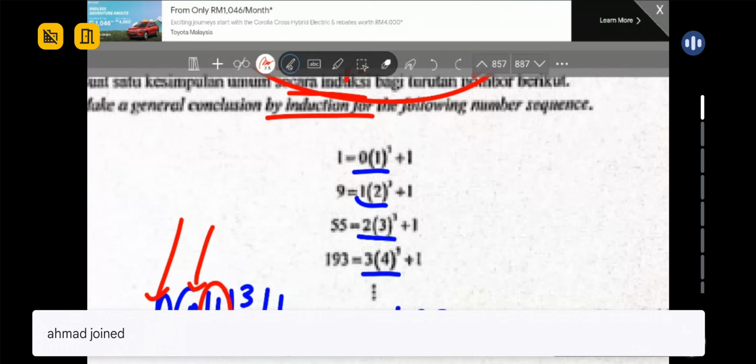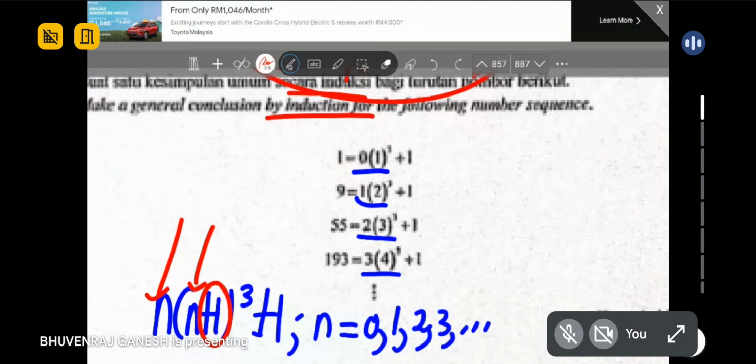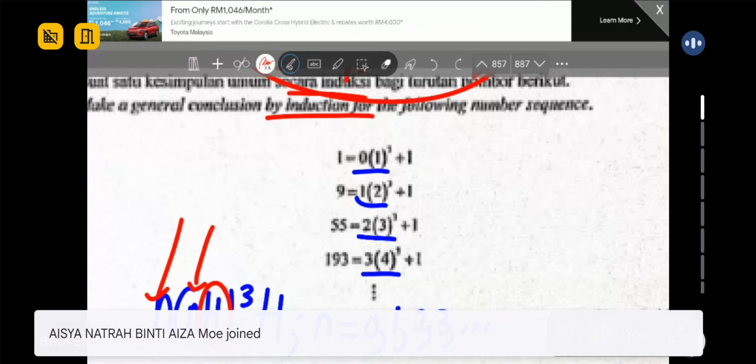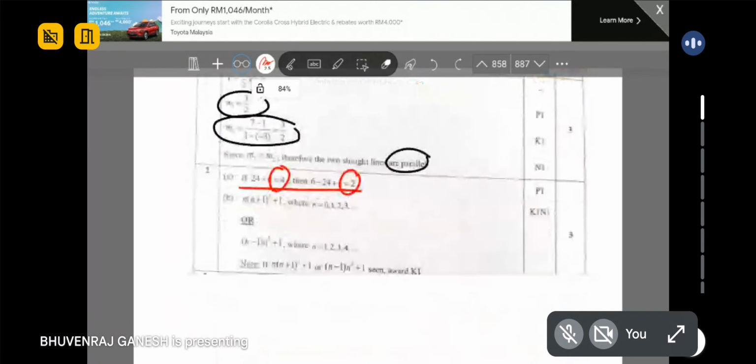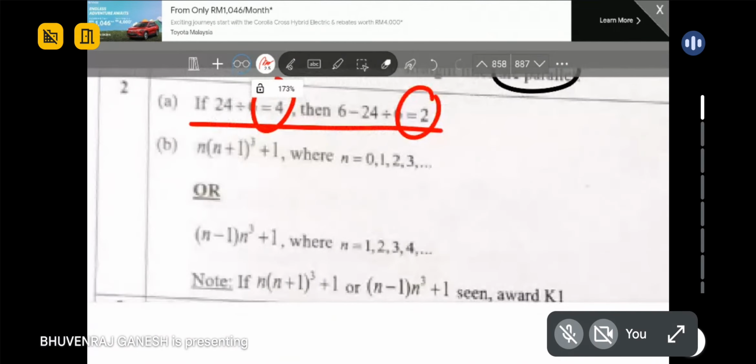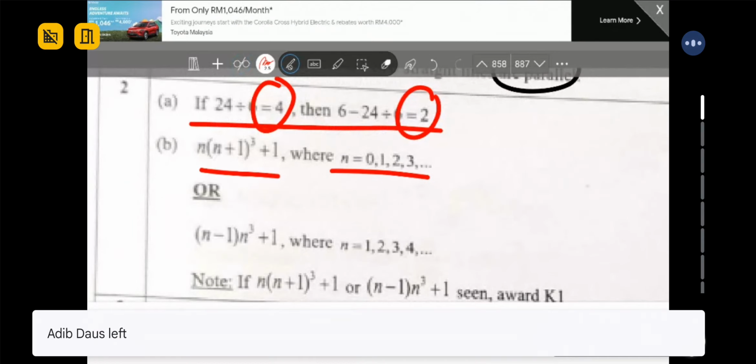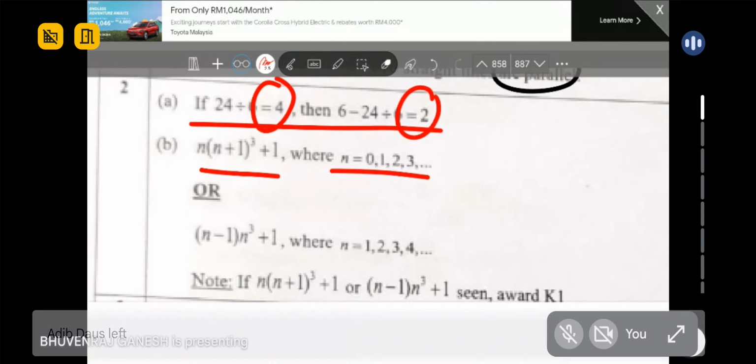Okay? Can you get it? Clear? No problem? So itu adalah jawapan dia. Okay? So you can see the answer over here. Inilah jawapan dia. Okay? So question 2, all of you clear?